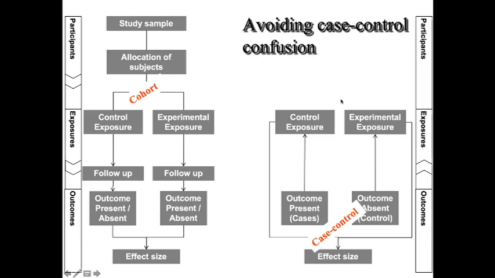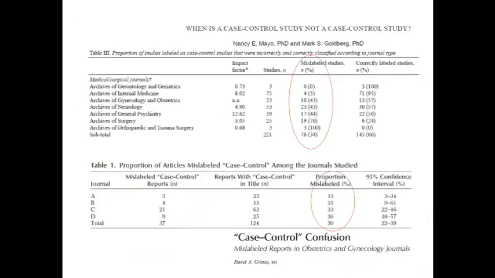Look, I know many people in this session have not said anything about case control or cohort, but you must have been thinking that there is confusion. Now, I can reassure you that there is confusion. Approximately 35% of studies reported in the literature, which are called case control studies, are mislabeled. They are wrongly described as case control studies.